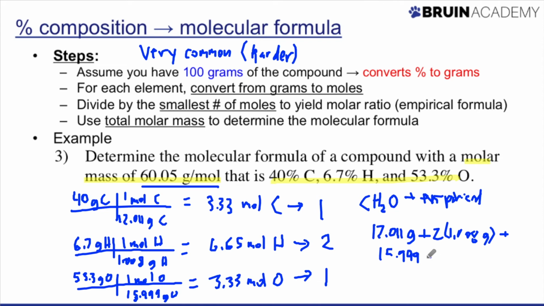15.999 grams. And then when we solve for that, we actually get approximately 30.025. So we know that the molar mass is 60.05, but the empirical weight is only 30.025. And so we have to multiply all these numbers by 2, so we get C2H4O2. And that's our final answer.